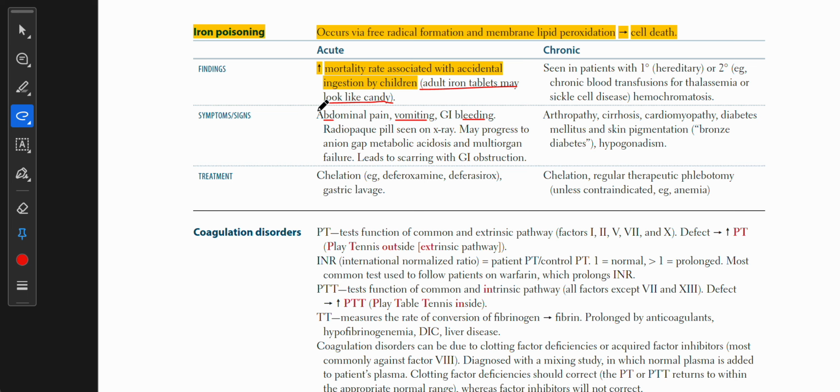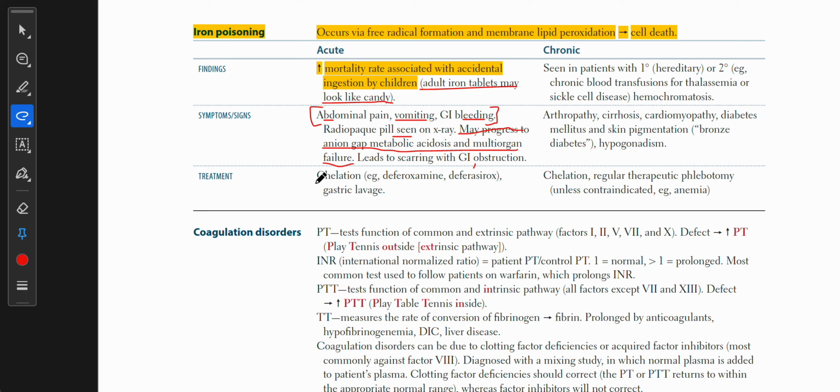These are gastric upset due to iron overload. Gastric upset is the main sign and symptom, right? And radio-opaque pills seen on X-ray may progress to anion gap metabolic acidosis and multi-organ failure. This metabolic acidosis and alkalosis, we will talk about later, right? This is very important, like high anion gap metabolic acidosis and then normal anion gap metabolic acidosis. These are very important things to be understood, and it will lead to scarring with GI obstruction. These are the signs and symptoms of acute iron poisoning.